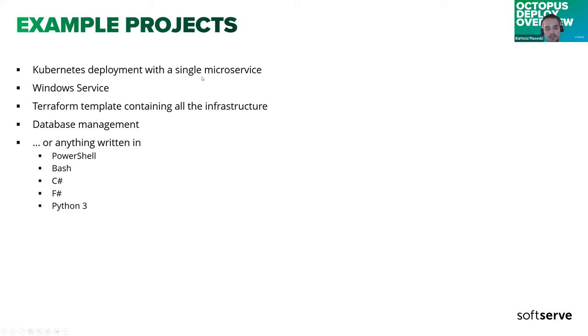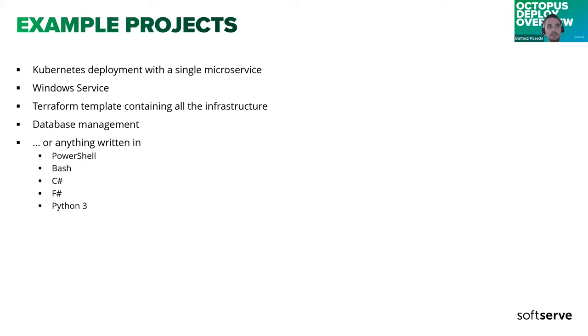As I mentioned, a project is a basic application or microservice. As an example, you can have a Kubernetes deployment with a single microservice. It could be a deployment, a replica set, or maybe a daemon set, as you wish. You can also have a Windows service. You can also have, as an example, a Terraform template that contains all your infrastructure, and this Terraform template would be applied during the deployment event. You can also have database projects where you manage the schema of the database using third-party applications like Liquibase or Roundhouse.